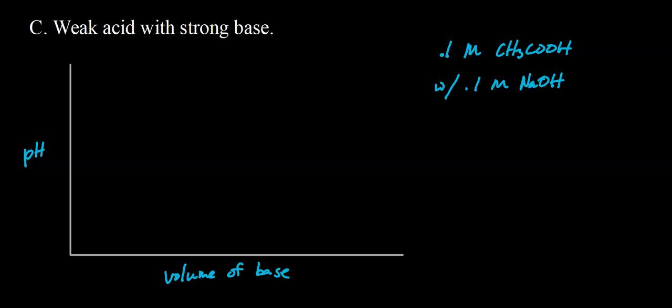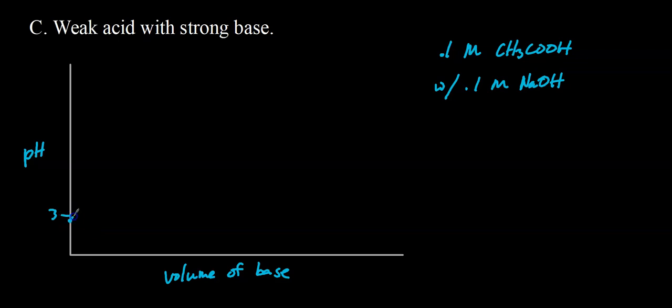x squared over 0.1 minus x equals Ka. Simplify, solve for x, negative log that, we get a little less than 3. 2.87, I believe, is the pH of the solution before any base has been added. So notice, same concentration as the HCl, 0.1 molar, but the pH is much higher because acetic acid is a weak acid. So what's going to happen to the pH as you add sodium hydroxide?